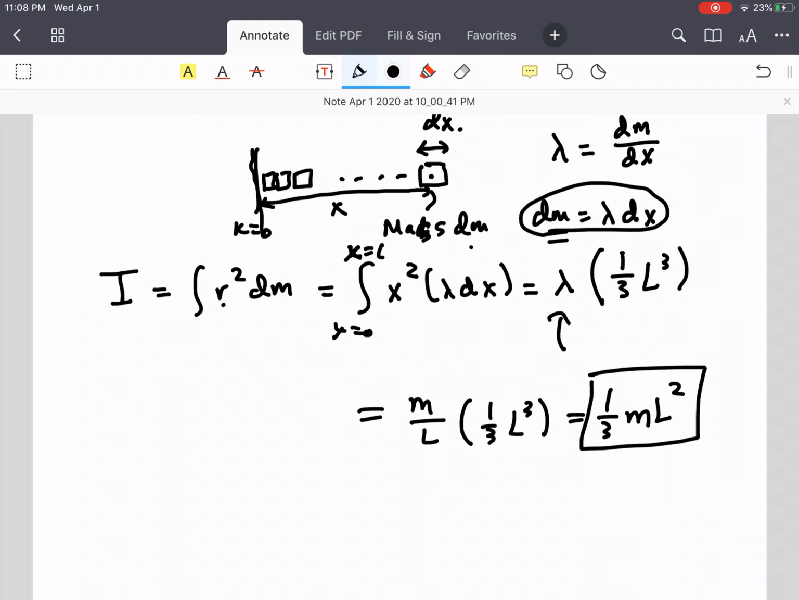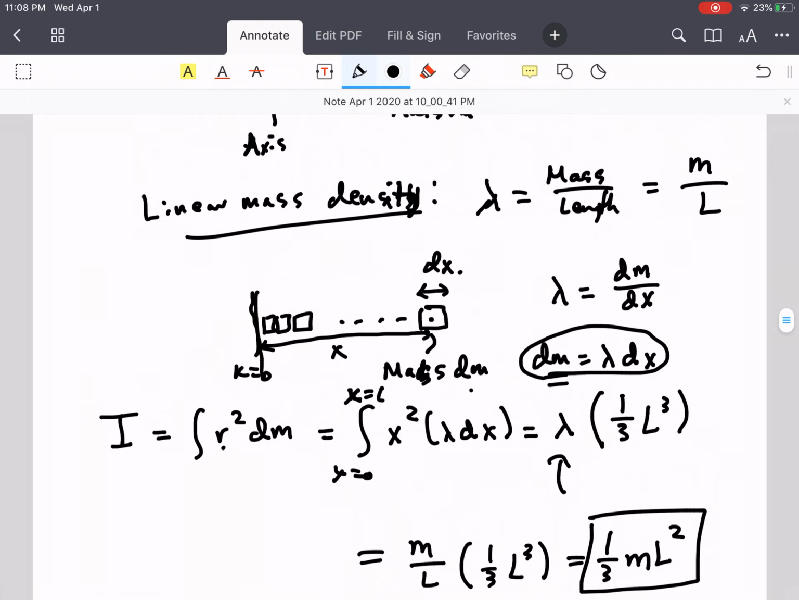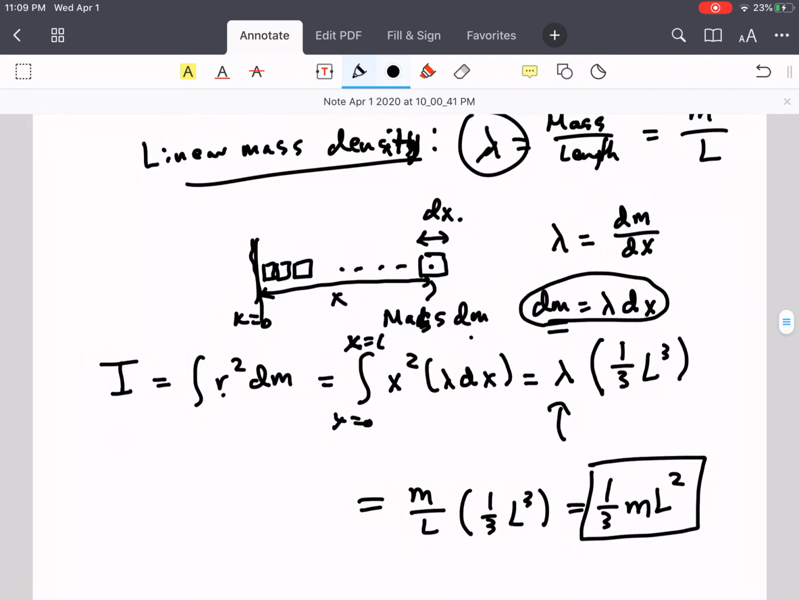Okay, so this gives you a sense of how these types of arguments work. I break the system up into a bunch of small pieces. Here, because it was a linear object, I broke it up into small linear pieces. I determine the relevant density in terms of the things that I'm given. So here it was the mass per unit length, later it will be the mass per unit volume. And then I simply plug in to the formula and do a little bit of regular old calculus.